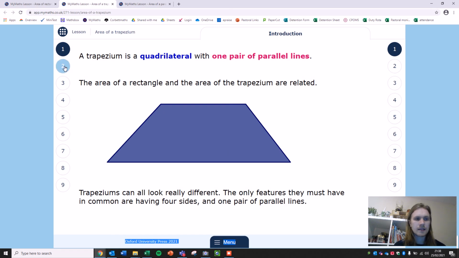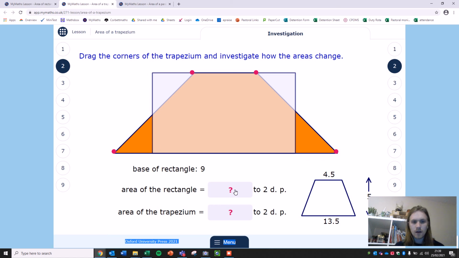But again, it's linked to a rectangle. Have a look at the areas again. Notice now that my rectangle is sort of in the middle of my trapezium. So the heights are the same. The height of my rectangle is going to stay the same as the height of my trapezium. But notice that this width here on the rectangle is longer than the width of the trapezium, but then it's shorter than the width down here. So the width of the rectangle is sort of in the middle of the two different widths of the trapezium.